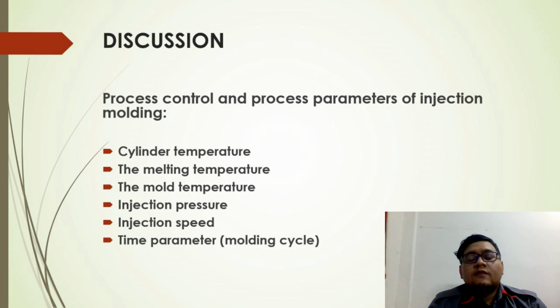Okay, as for discussion, on the process control and process parameters of injection molding, we would like to talk about cylinder temperature, the melting temperature, the mold temperature, injection pressure, injection speed, and the time parameter, which is the molding cycle.